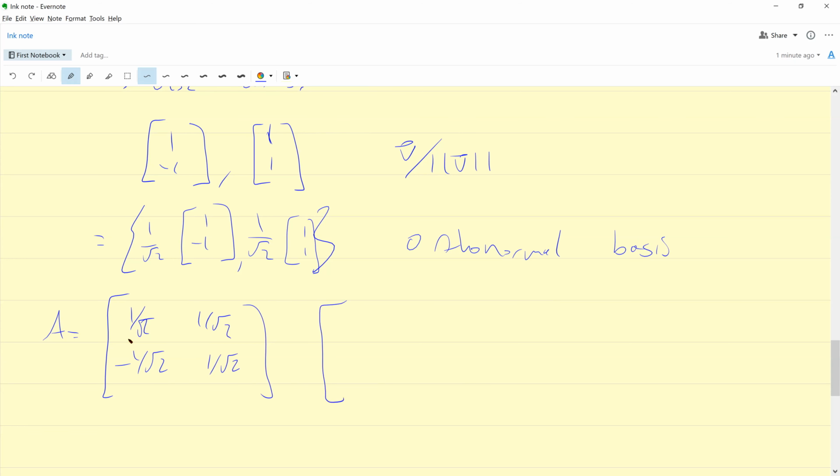Times, and then this one on the left corresponds to 2, right? So you get that, and then just the inverse of the matrix on the left. Makes sense? Questions?